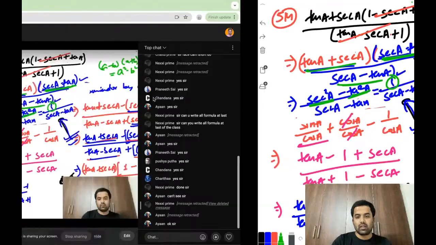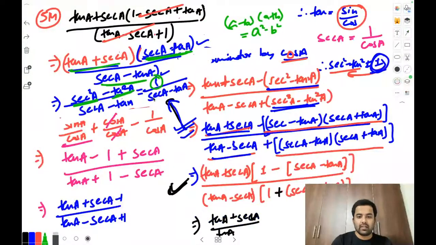I hope this is clear now. Is it clear? This question was a little bit complicated. It is a 5 marks question, that's why. Is it clear?